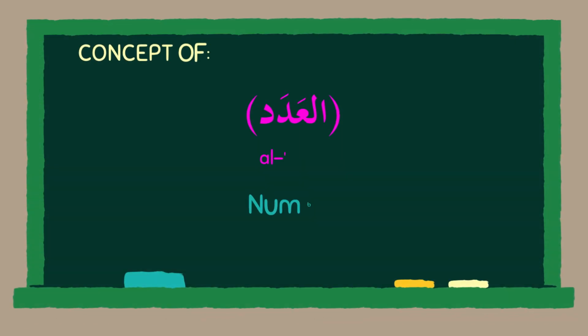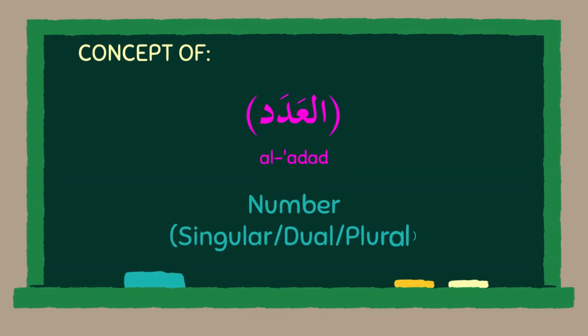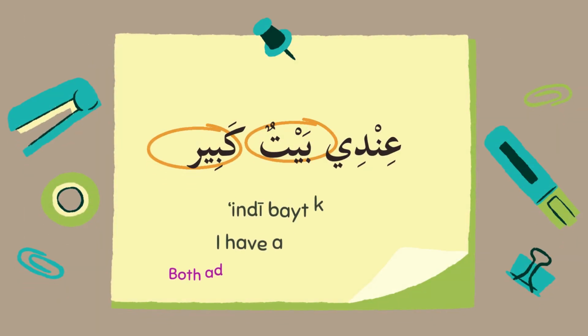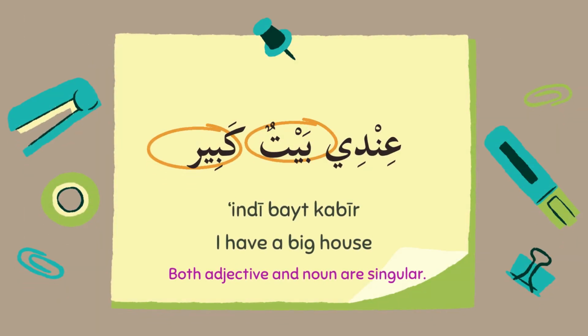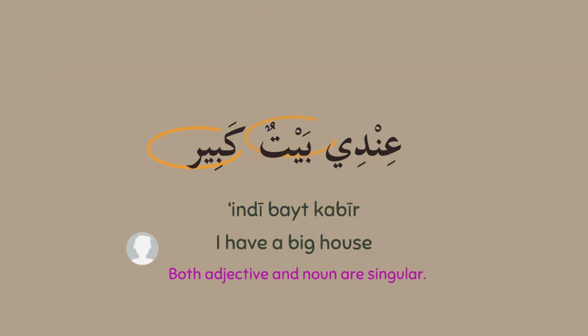Now let's go to the second concept, which is number, whether it's singular, dual, or plural. Let's start with one house. I have a big house. Indi bait kabir. Bait is the noun, which is singular. Kabir is the adjective, which is big, which is singular. Here, both adjective and noun are singular, so they agree in number. This is what we call a singular agreement.